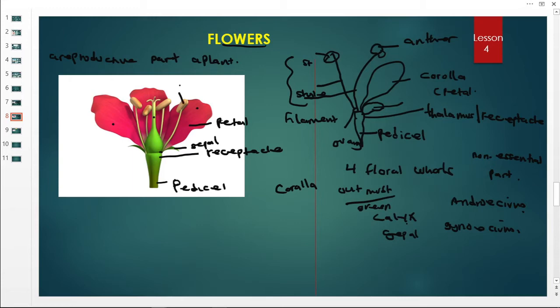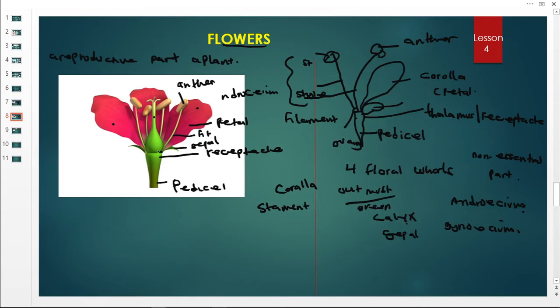So this part here is the anther, and this one becomes the filament. These two parts make the third floral whorl, which is called the androecium. When there are many, that's the androecium. When it is one like this, it forms what we call the stamen, which we are going to see further on.